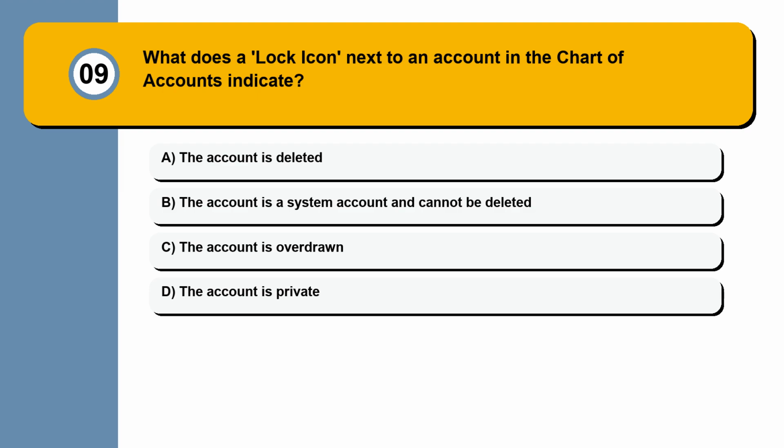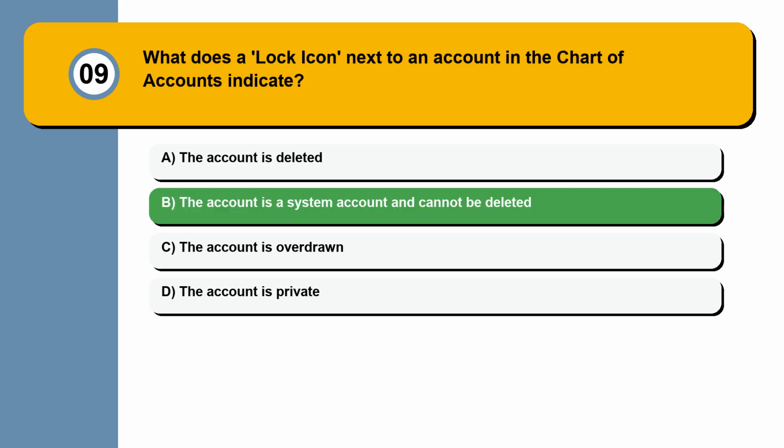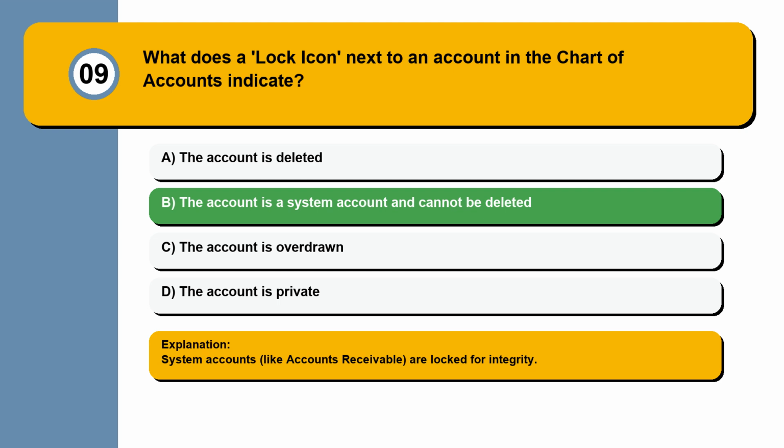Question 9. What does a lock icon next to an account in the chart of accounts indicate? The account is deleted. The account is a system account and cannot be deleted. The account is overdrawn. The account is private. System accounts, like accounts receivable, are locked for integrity.